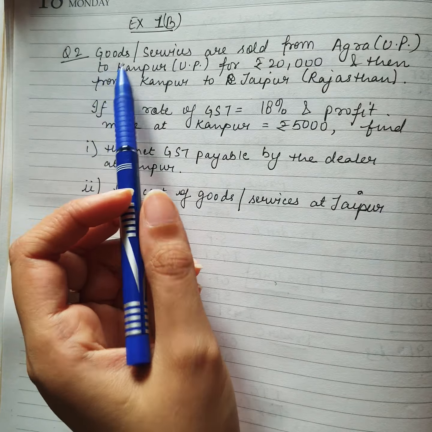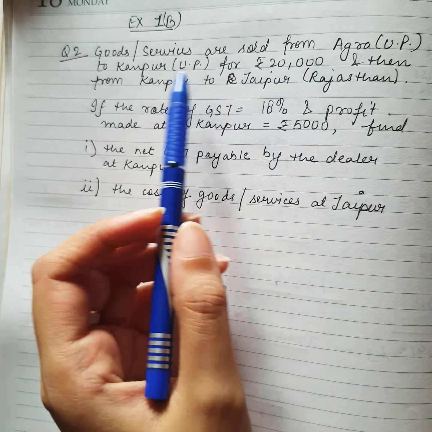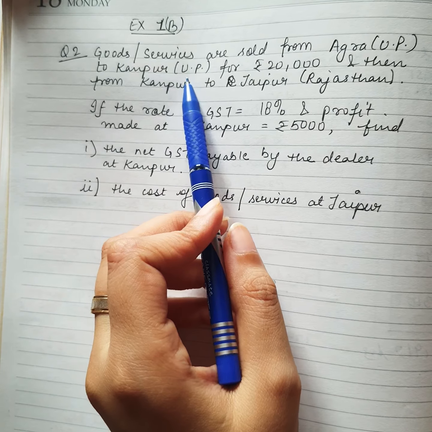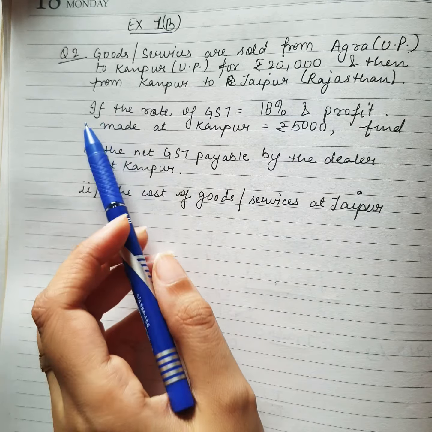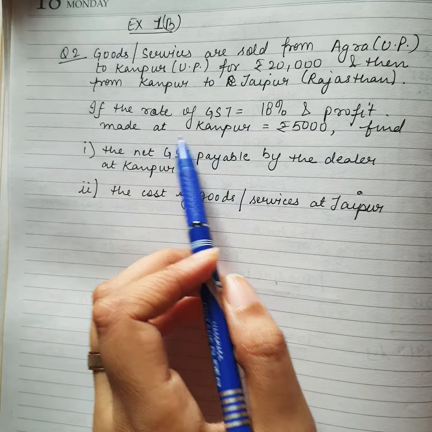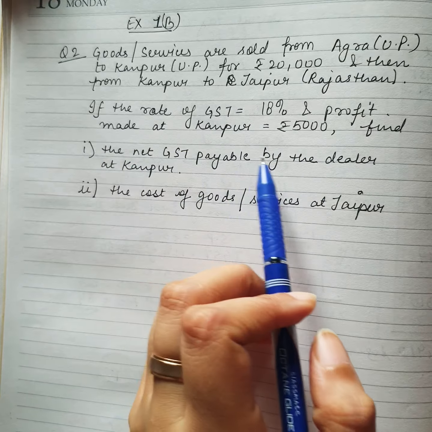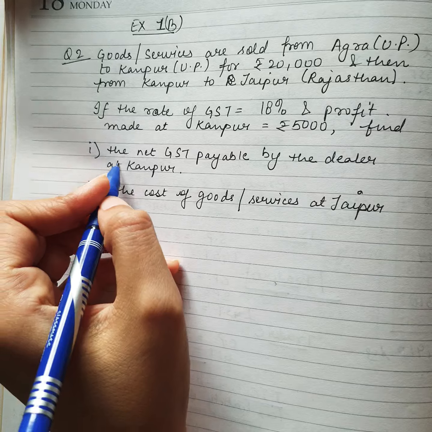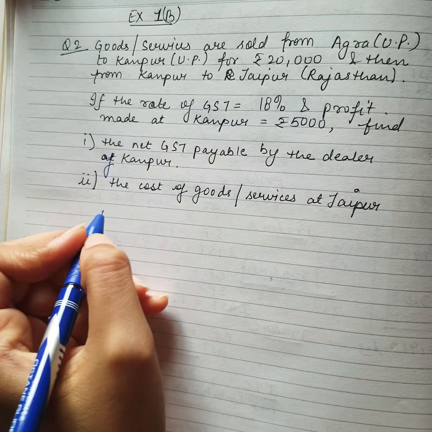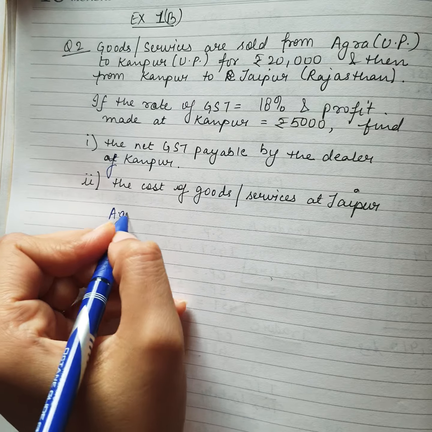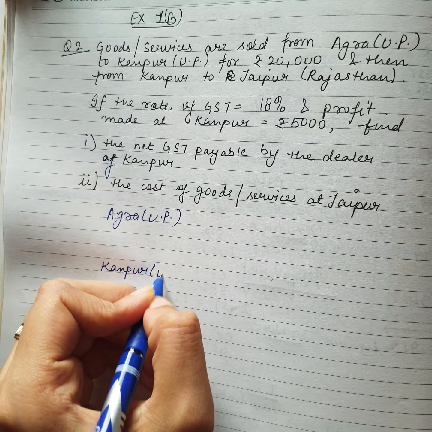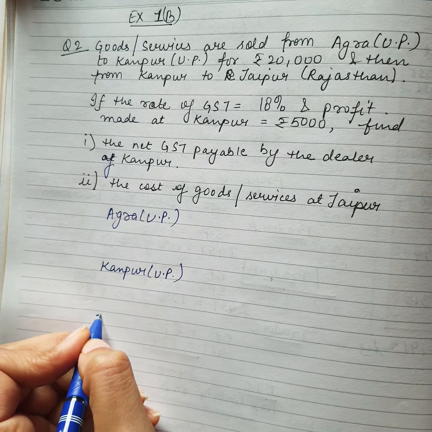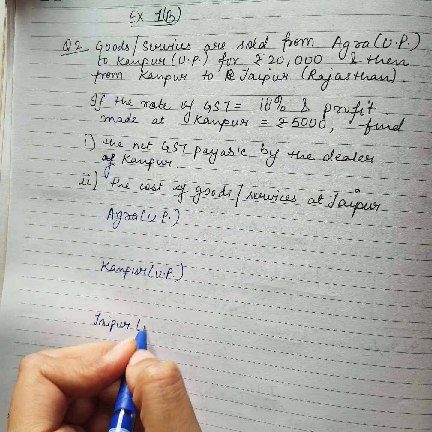Exercise 1B, question 2. Goods and services are sold from Agra to Kanpur, both in the same state, intrastate, for 20,000. Then from Kanpur to Jaipur, now UP to Rajasthan, interstate, IGST. If the rate is this, and the profit made at Kanpur is this, find the net GST payable by the dealer of Kanpur. So that means first the product is sold from Agra, UP to Kanpur, and then in the end to Jaipur, Rajasthan.